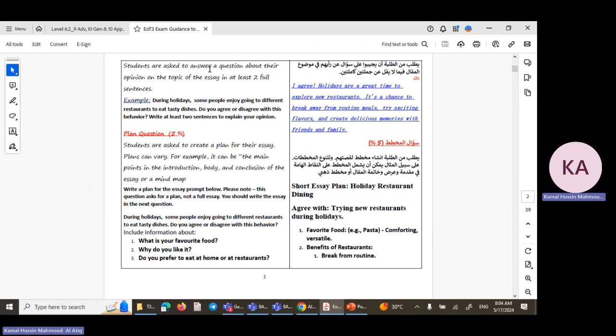You will be given a booklet and you have to express your opinion about it. For example, during holidays, some people enjoy going to different restaurants to eat tasty dishes. Do you agree or disagree with this behavior? Write at least 2 sentences. This is just to give your opinion about the topic or the essay.